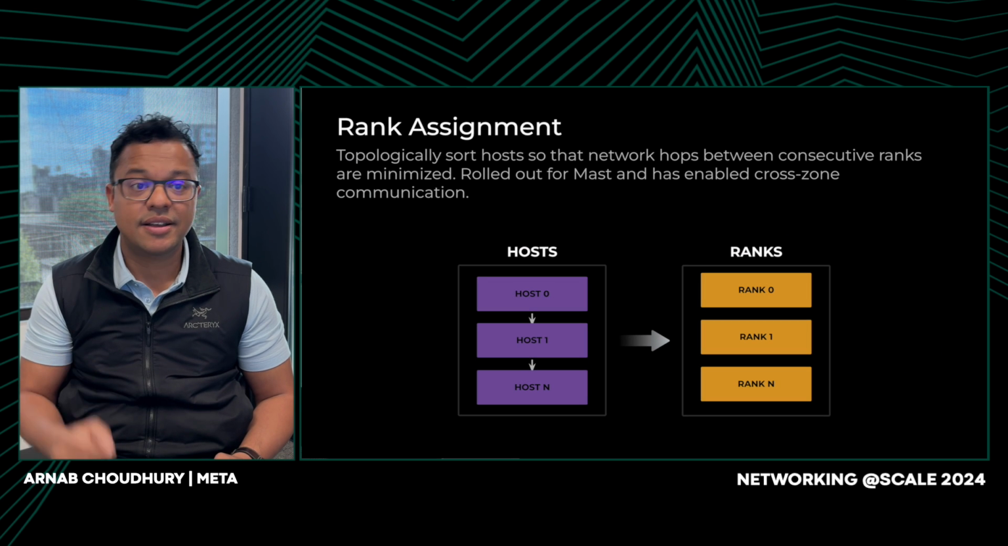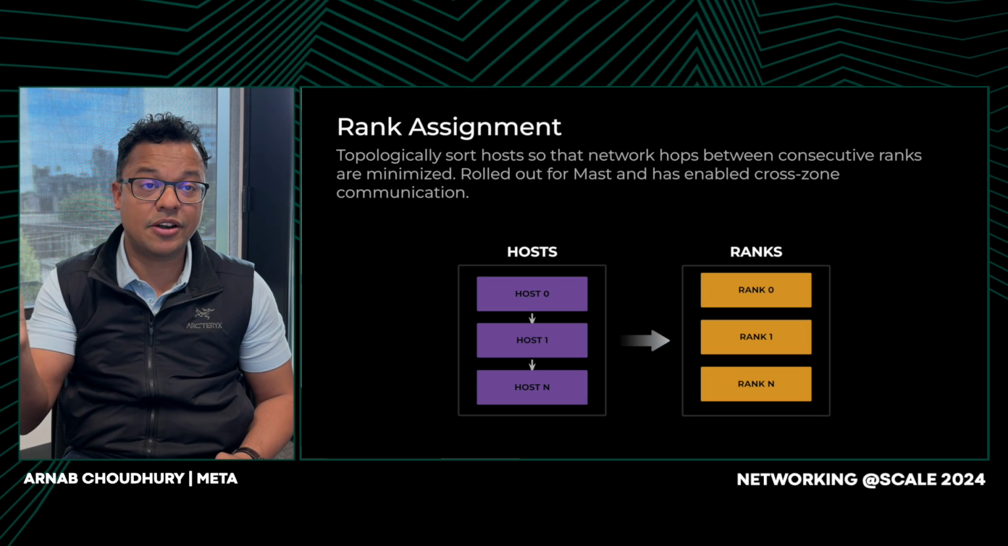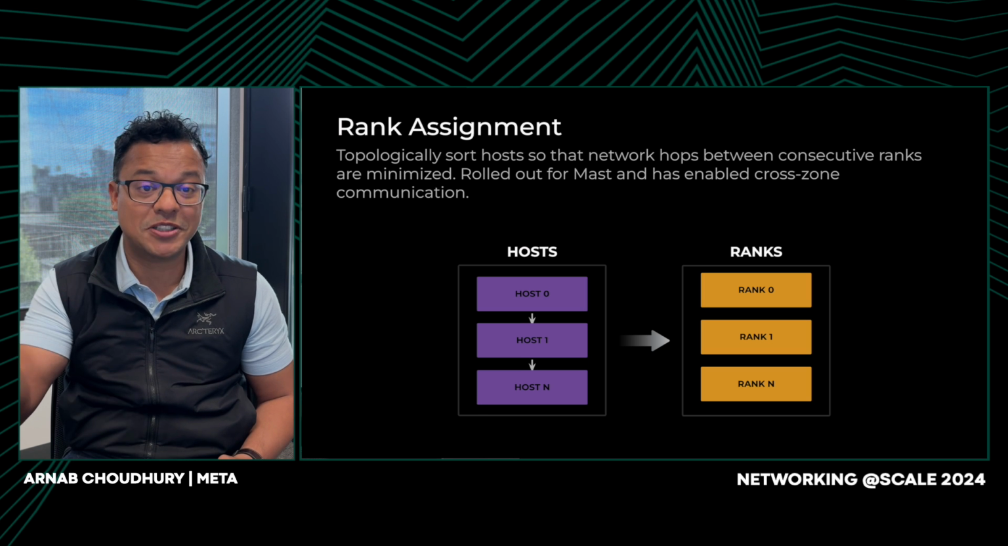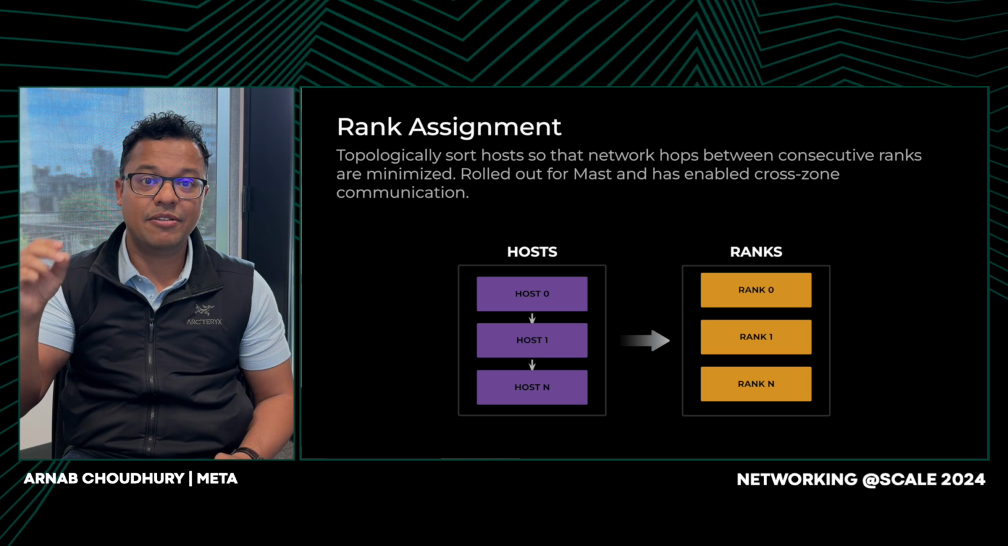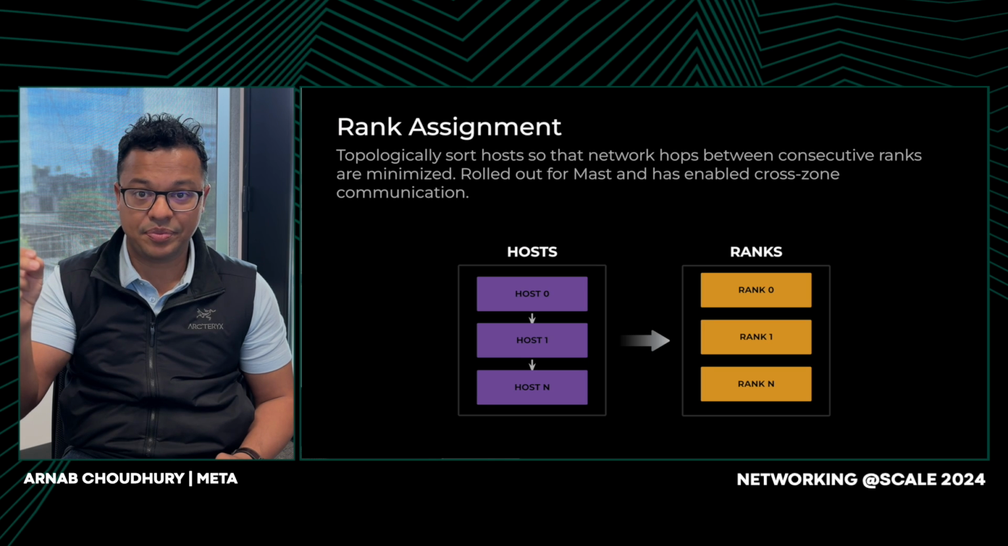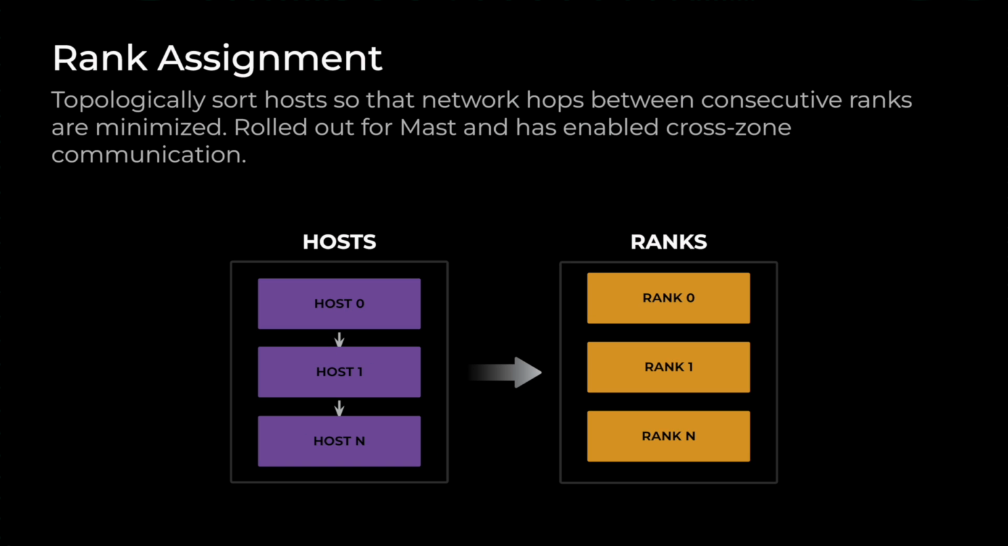How do we ensure that ranks that are closer to each other are also topologically closer? We do this via the notion of rank assignment. Rank assignment simply means assigning ranks to different GPU hosts. In order to do this, we topologically sort the hosts so that network hops between consecutive ranks are minimized. We have implemented this for MAST, and this has been rolled out, and this is what is being used right now to enable cross-zone communication.